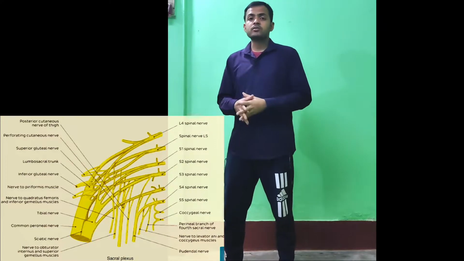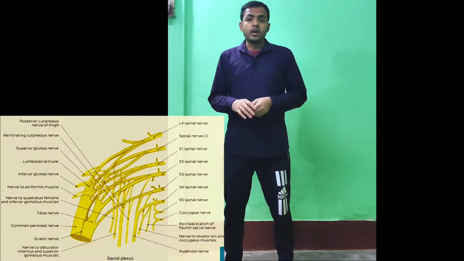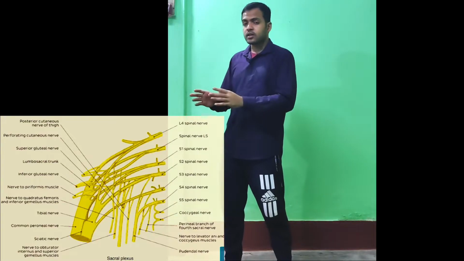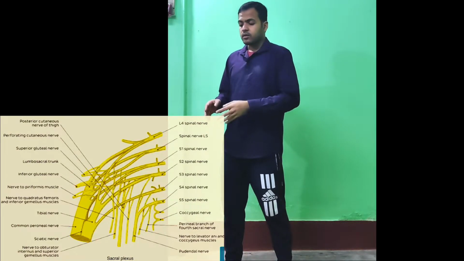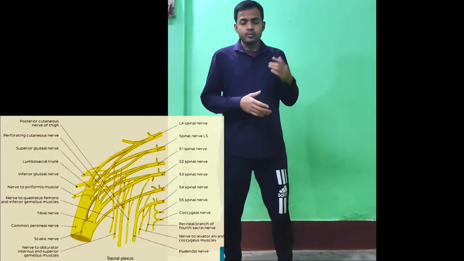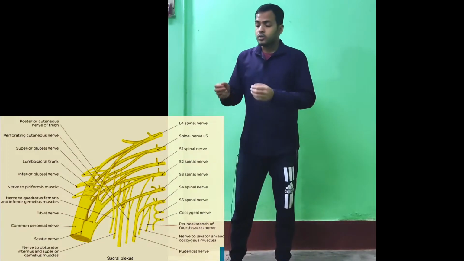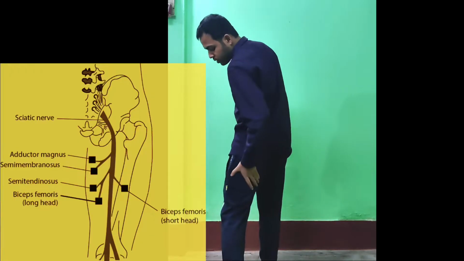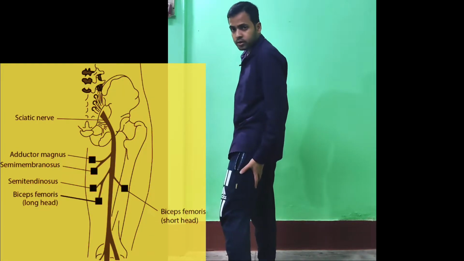Okay, and the next comes our sciatic nerve. I already talked about in my earlier video of the sacral plexus how this sciatic nerve forms. So please watch that video if you have not seen that. Now I already told you that after the formation of the sciatic nerve, it goes downward, I mean into the posterior compartment of our thigh.